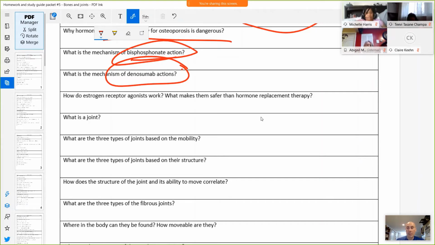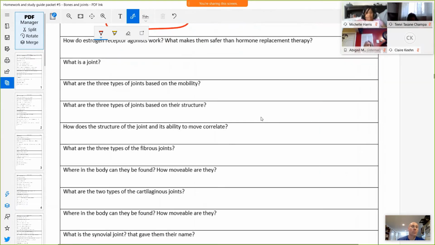Joints, articulation of two bones. 3 types of joints based on mobility. Synarthrosis, immobile. Amphiarthrosis, partially mobile. And diarthrosis, freely mobile. So, sutures, synarthrotic joint. Radioulnar joint, joint between the radius and the ulna, amphiarthrotic joint. Wrists, interphalangeal joints, diarthrotic, freely movable.